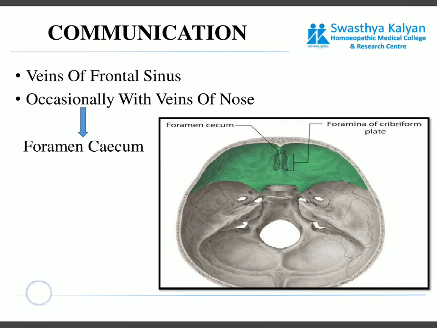The sinus communicates with the veins of the frontal sinus. As you can see, it begins from here, closer to the location of the frontal sinuses. So it is related with the veins of the frontal sinus, and if the foramen cecum remains patent, it also communicates with the veins of the nose, and then any infection in the nasal cavity could reach the sinus as well.